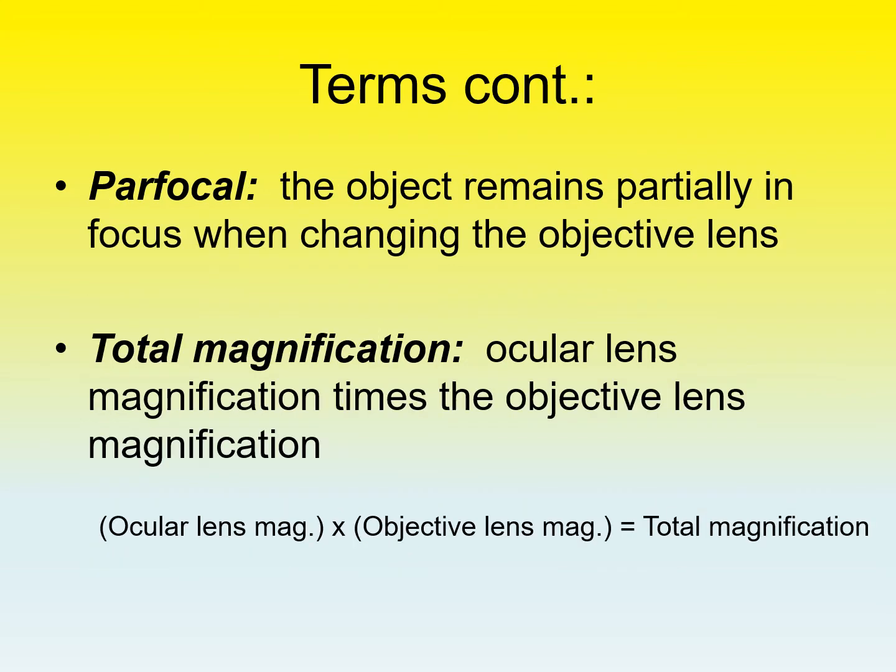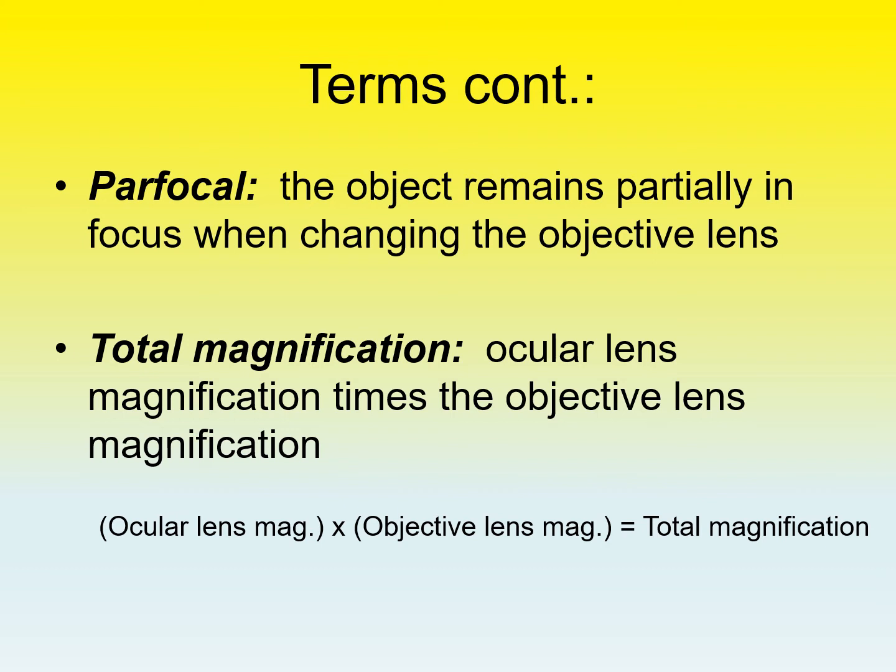So what are you actually looking at? Parafocal just means that when you get the specimen in focus and you go to switch to the next objective lens, it will still be there. Now, it may not be nice, fine, crisp, clear focus. It might be a little bit blurry, but you will still be able to see it. That's what parafocal means, and all microscopes are made that way.